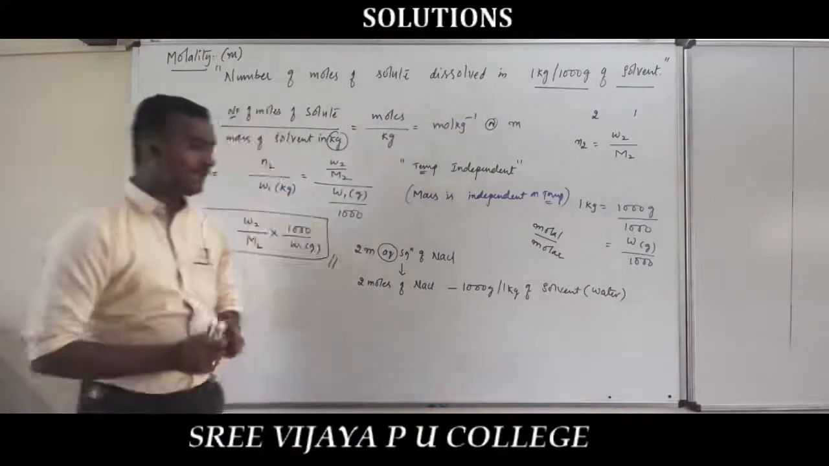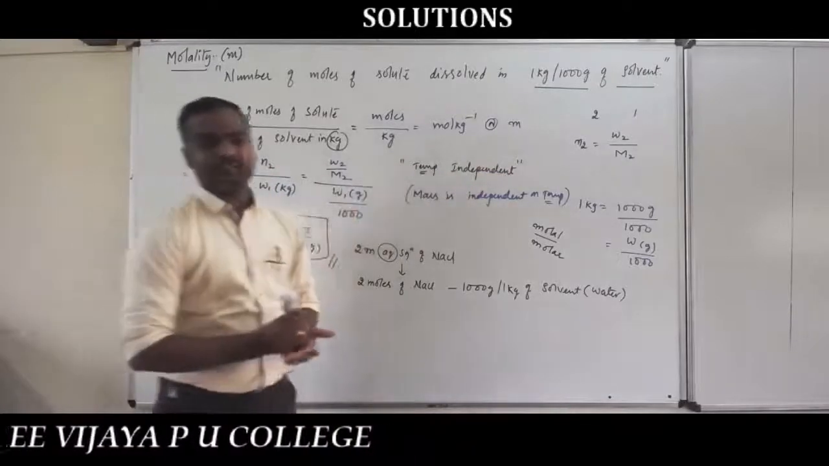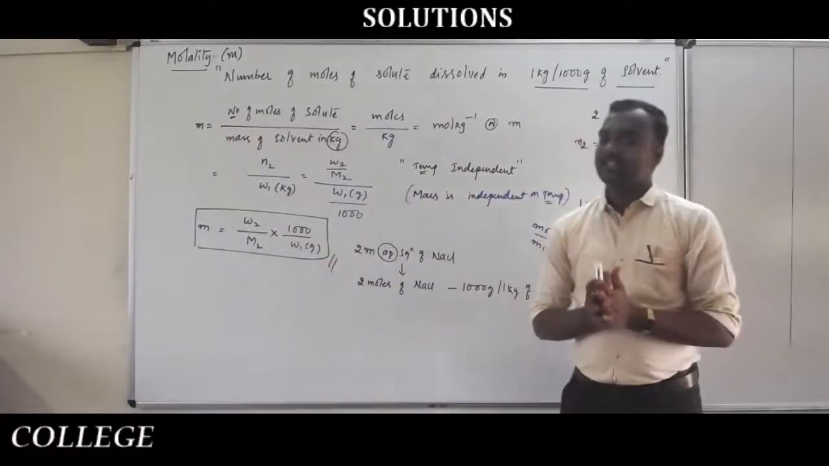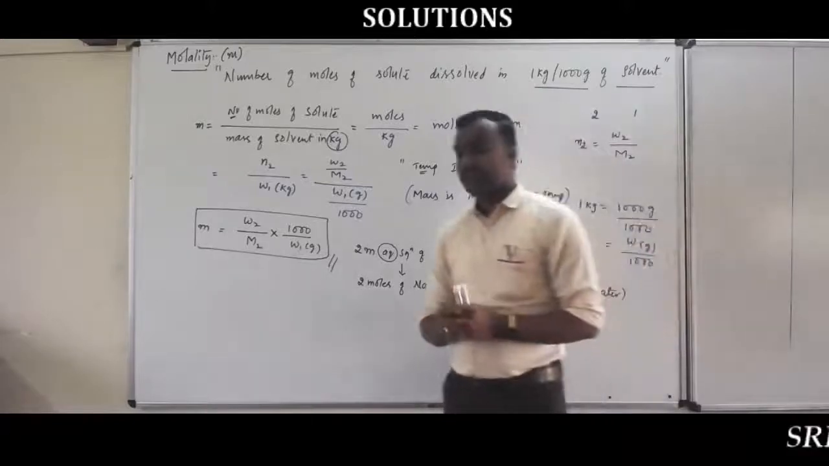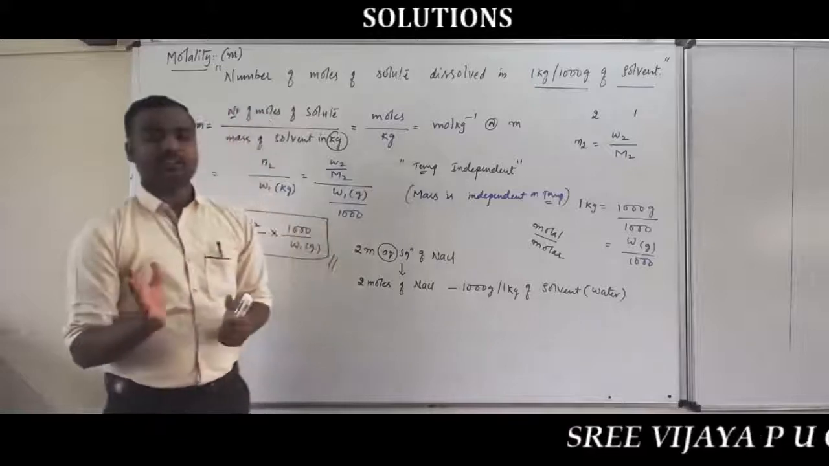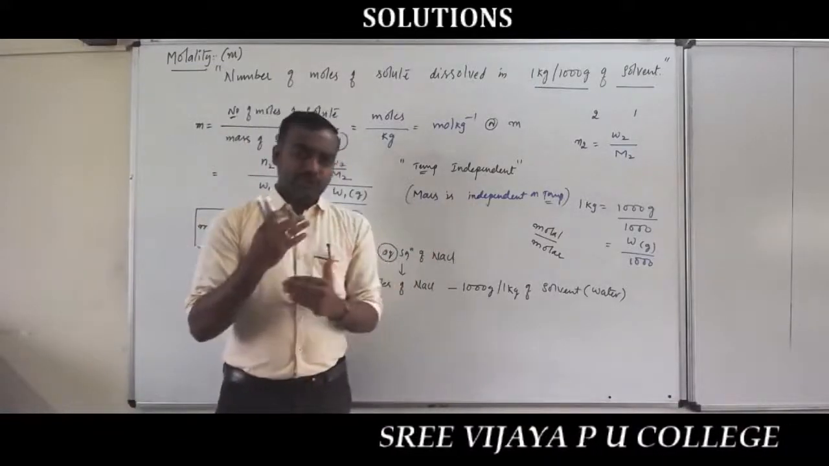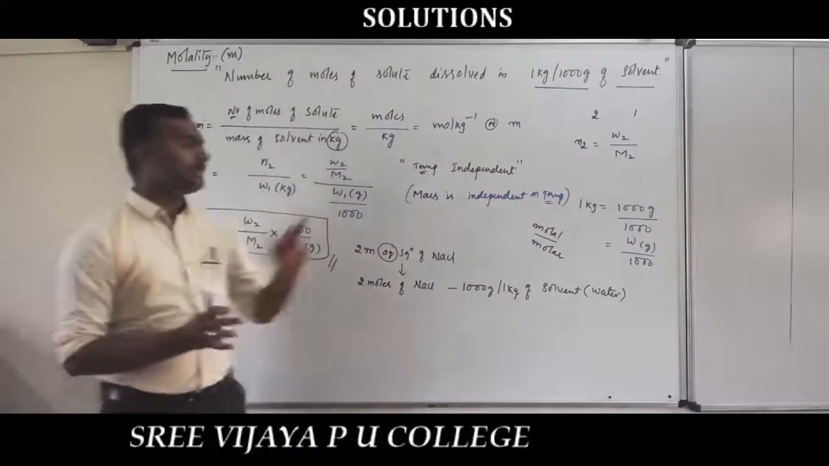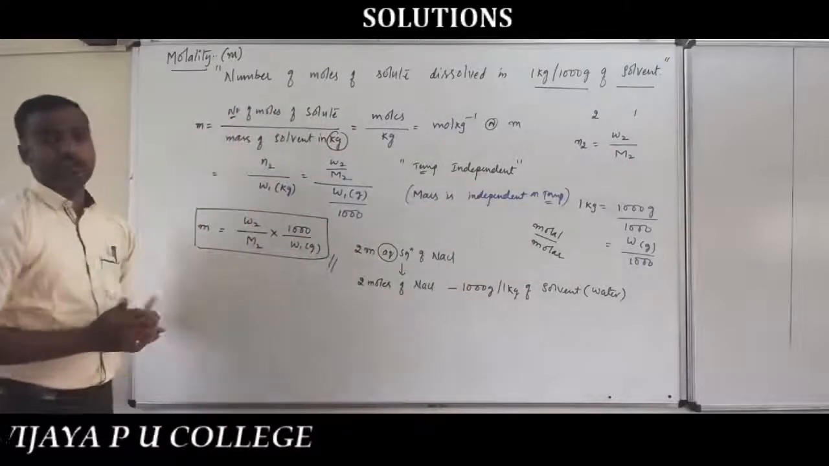Mole per kg. Since it is temperature independent, we can use this concentration term in experiments which involve temperature change. Molarity is temperature dependent, so in experiments where there is temperature variation, we cannot use molarity; we can use molality. Even if the temperature varies, the concentration term molality does not change, because molality is temperature independent. So that is about the concept of molality.